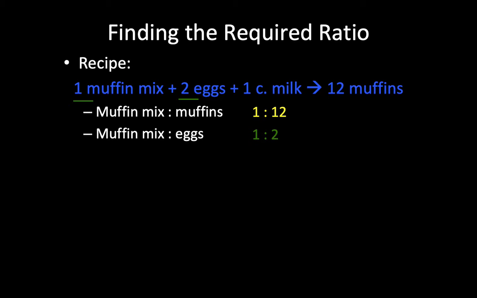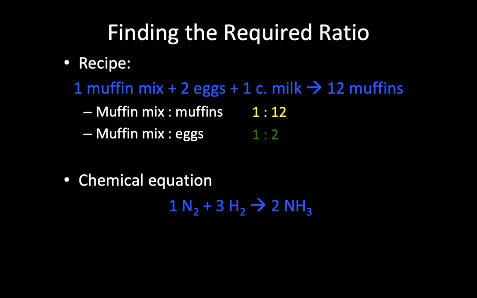Now let's apply this to an actual chemical equation. If we have this equation where we're mixing nitrogen and hydrogen to form ammonia, we again can look at the ratios that are involved with producing this outcome. If the question asks us to find the ratio between hydrogen and ammonia, we again look at those coefficients and we see that we have a 3 to 2 ratio.